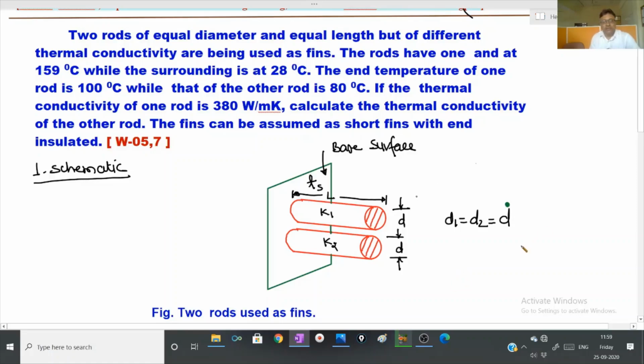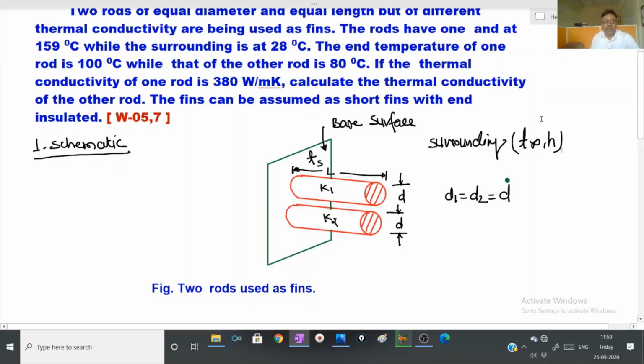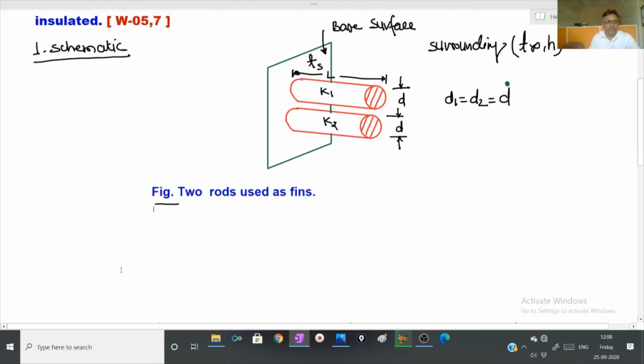Let's say both these two rods are exposed to the surrounding at temperature T infinity and convective heat transfer coefficient h. So this is the required schematic of this problem. The title of the figure will be two rods used as fins. After drawing the required schematic, let us enlist all the given parameters.